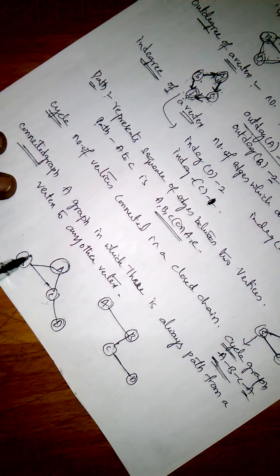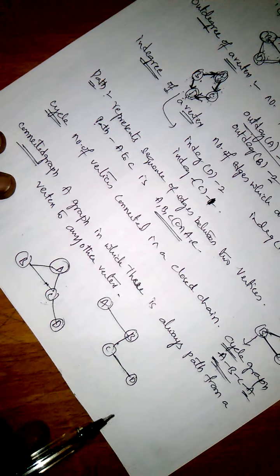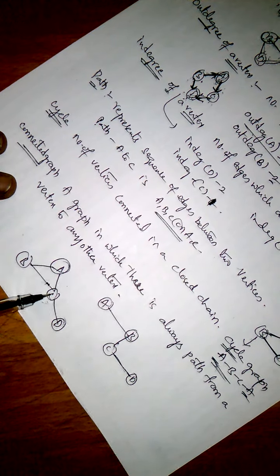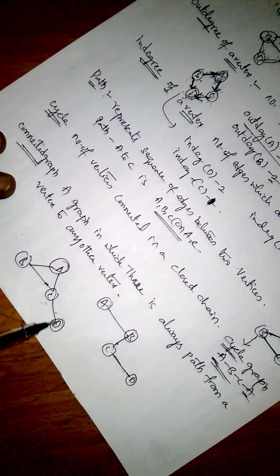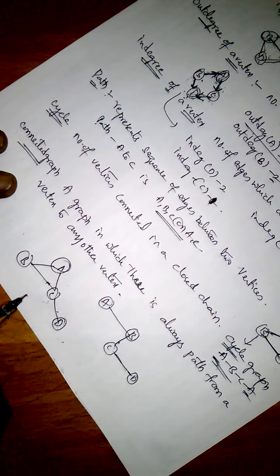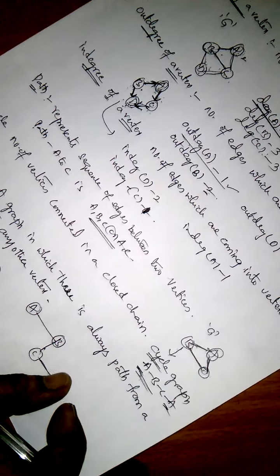Okay, always there is a path from one vertex to another. If we see a path from C to D, there is a path. A to B, there is a path. A to C, there is a path. A to D, there is a path. This is called a connected graph.